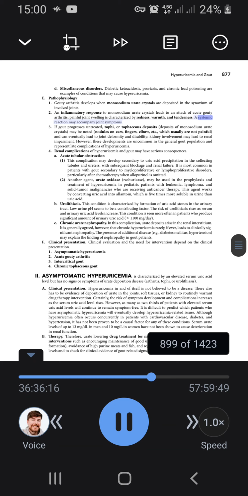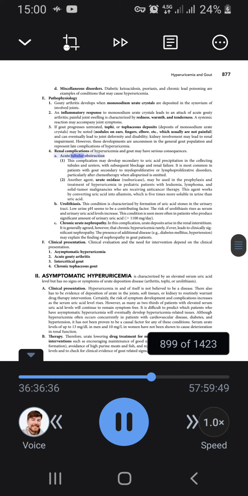A systemic reaction may accompany joint symptoms. 3. If gout progresses untreated, tophi or tophaceous deposits of monosodium urate crystals may be noted, nodules on ears, fingers, elbow, etc., which usually are not painful and can eventually lead to joint deformity and disability. Kidney involvement may lead to renal impairment. However, these developments are uncommon in the general gout population and represent late complications of hyperuricemia. 4. Renal complications of hyperuricemia and gout may have serious consequences.